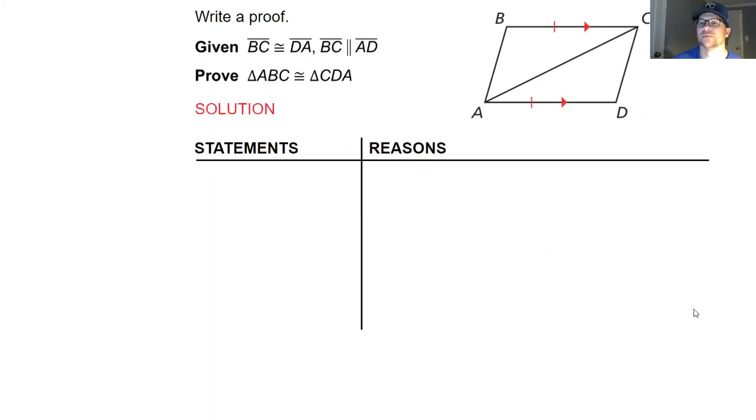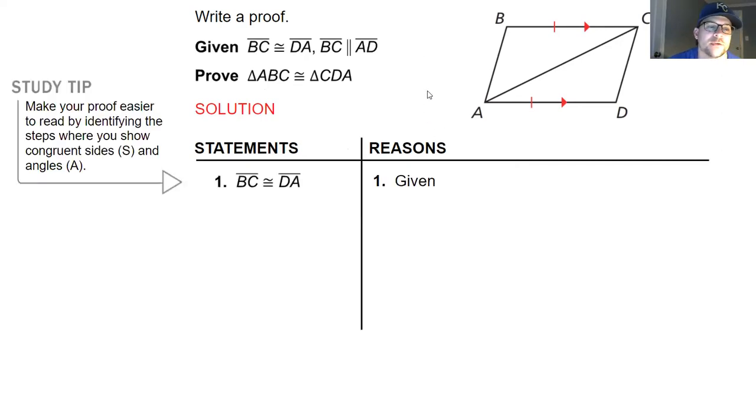So let's get our 2-column proof going. Statements on the left, reasons on the right. Put our given information down first. That line BC is congruent to line DA, and that is our given reason. And one thing that's going to help you keep track of how you can prove by SAS is if you write the letter S next to something where you've proven sides are congruent, and the letter A next to something where you've proven angles are congruent. That way you can go back all the way through and make sure you have all 3 of those parts proven, and then you can prove that the triangles are congruent.